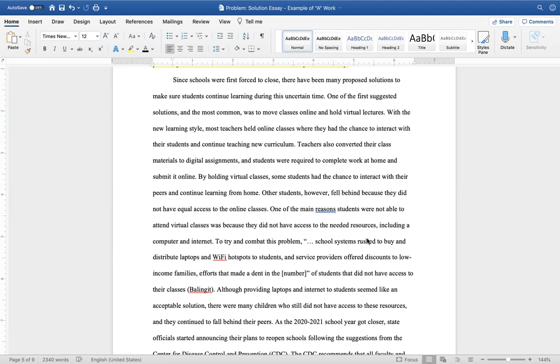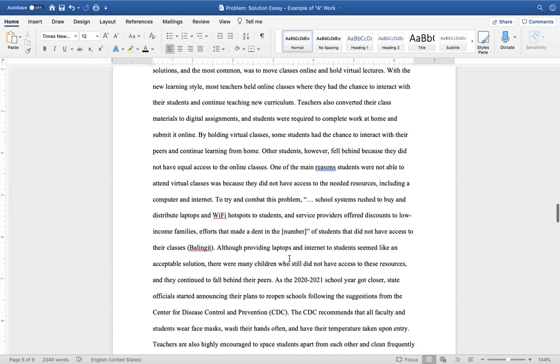Teachers also converted their class materials to digital assignments, and students were required to complete the work at home and submit it online. By holding virtual classes, some students had the chance to interact with their peers and continue learning from home. Other students, however, fell behind because they did not have equal access to the online classes. One of the main reasons students were not able to attend virtual classes is they didn't have access to needed resources, including a computer and internet.